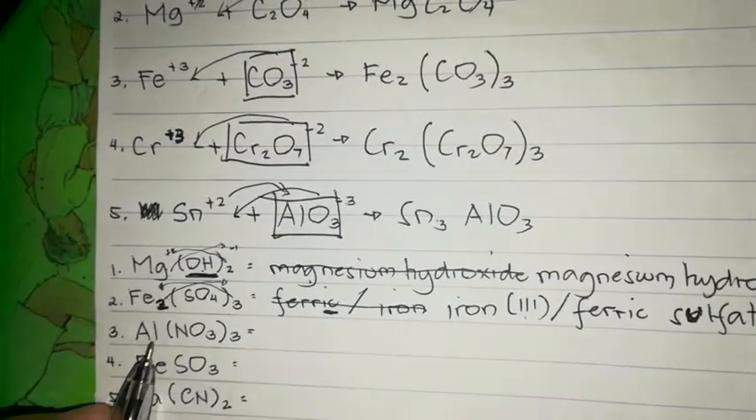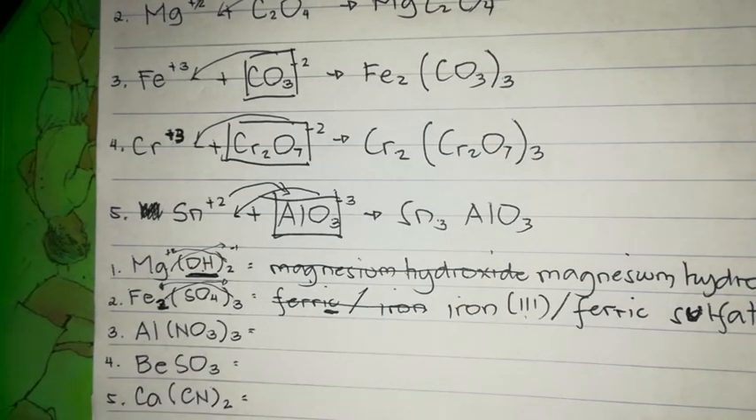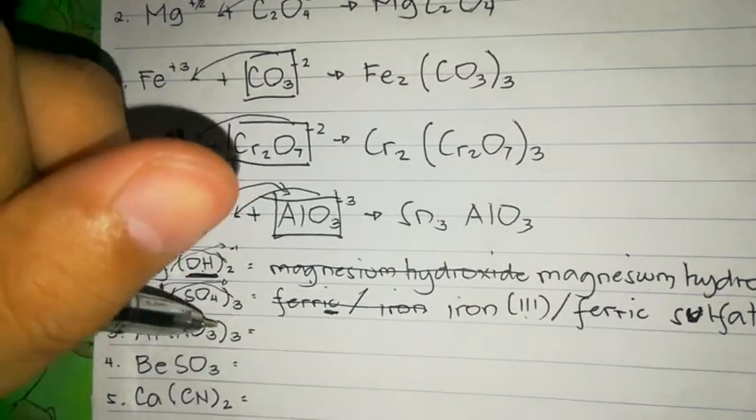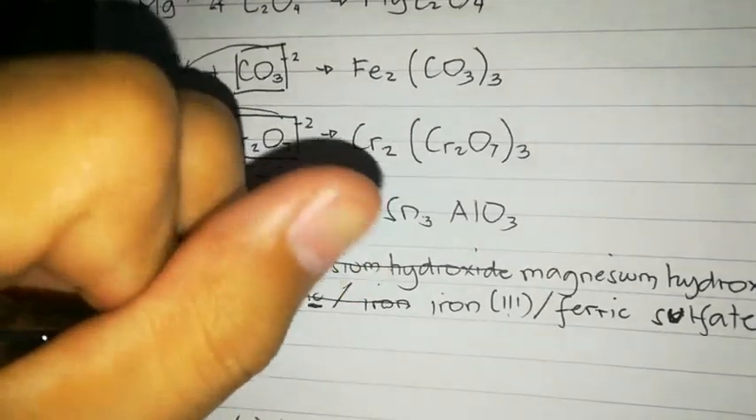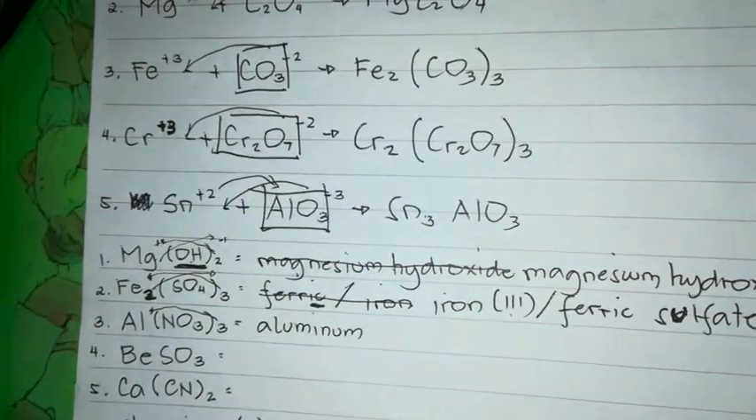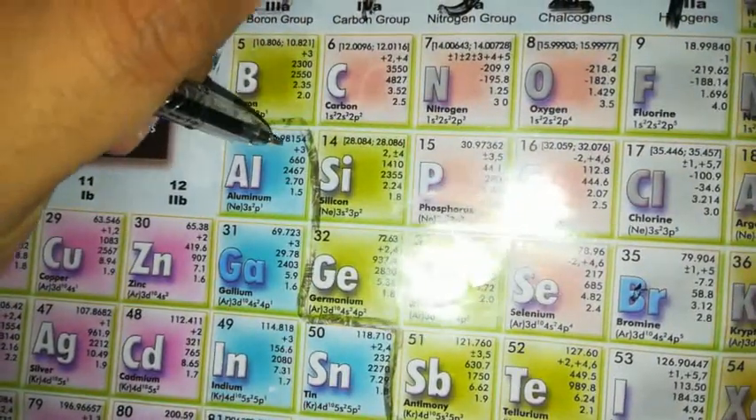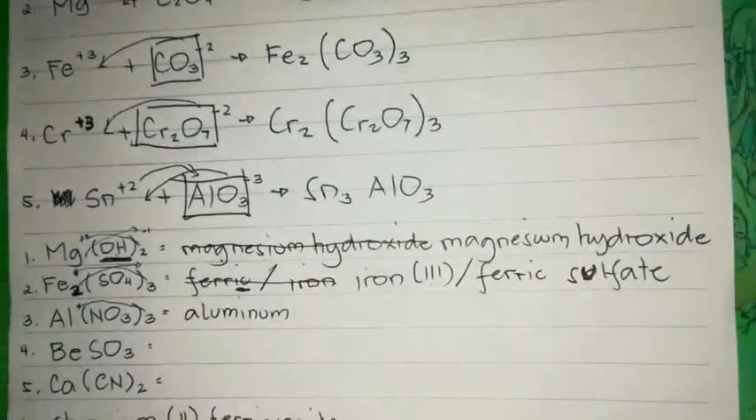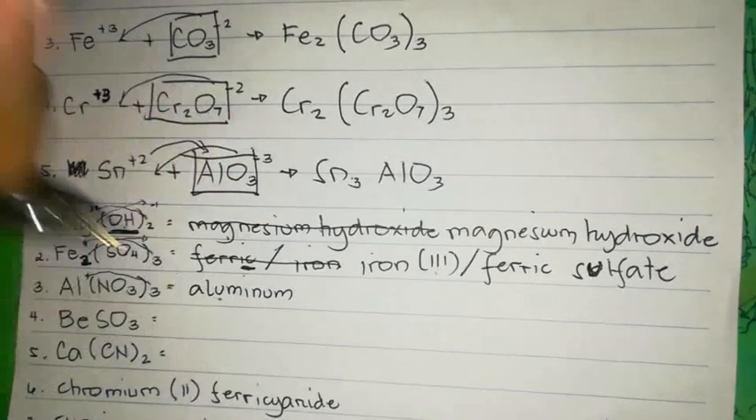Next, Al, tapos NO3 na naka-enclose sa parenthesis, tapos may 3. So, ibalik ang mga charges. Yung 3 nandito kay Al. So, write down aluminum. Next, tignan natin sa periodic table number 13 kung siya ba ay variable or fixed charge. So, si Al, iisa lang ang charge niya. Kaya, ibig sabihin fixed charge, hindi niya na kailangan ng ous or ic or Roman numeral.